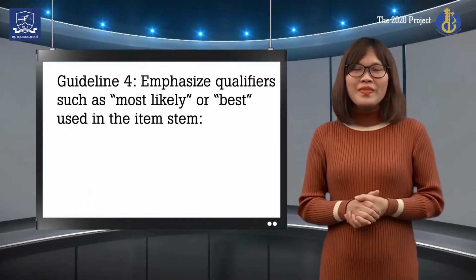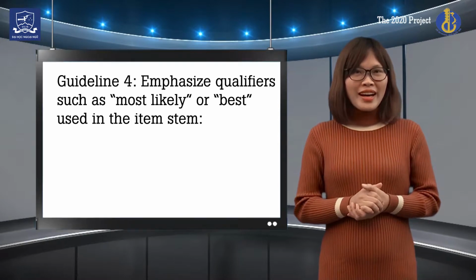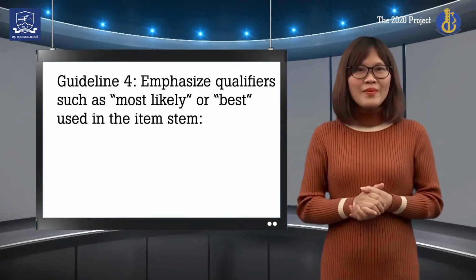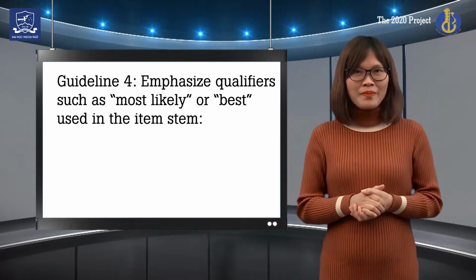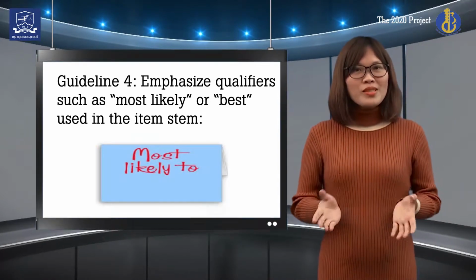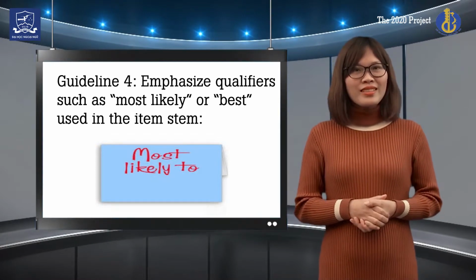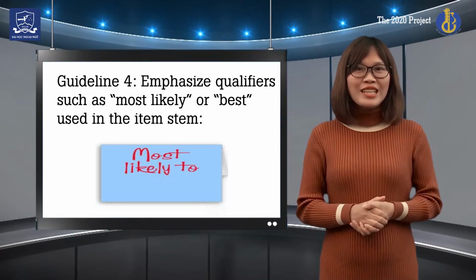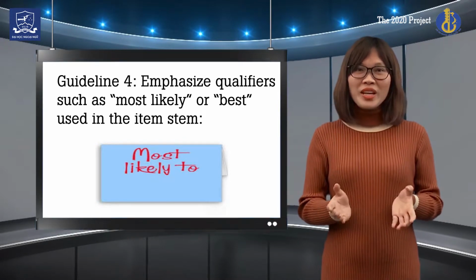Guideline 4. Emphasize qualifiers such as most likely or best used in the item stem. Qualifiers in the stems such as most likely, best, or least likely are terms that the student needs to take into account when reading the item.